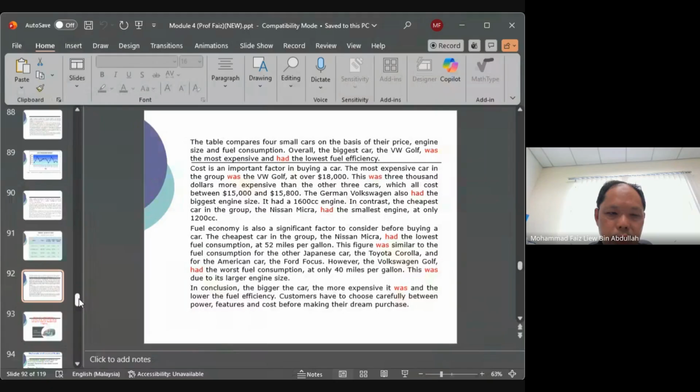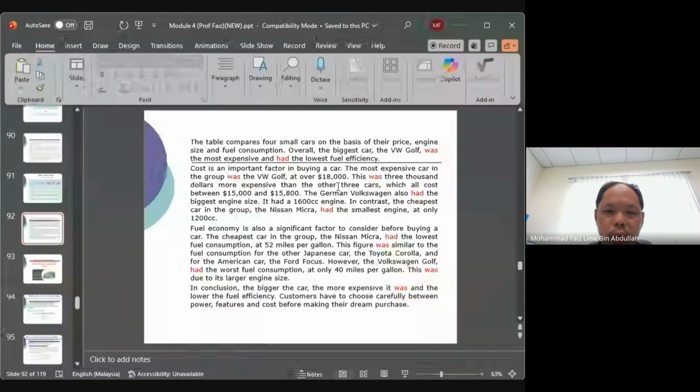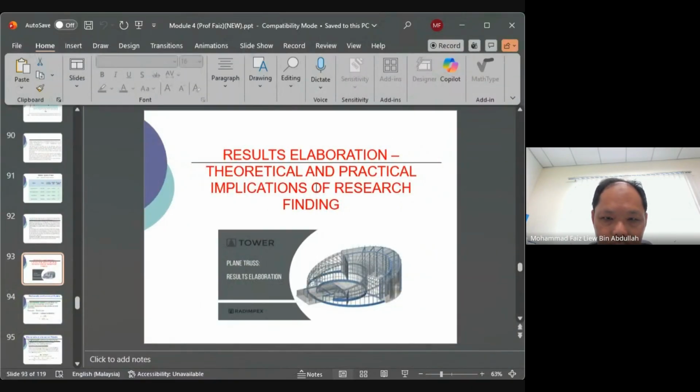So I hope everybody is clear on how to write a very detailed discussion, putting in the key points and key values. Result elaboration, and then, as I said just now, you also need to link it with the theory and practical implementation of the research finding. That's why it's important in chapter 4, when you write the finding, to relate to the theory, whether you wrote it in chapter 2 or chapter 3, and also the practical implementation, the setup of the system and everything.